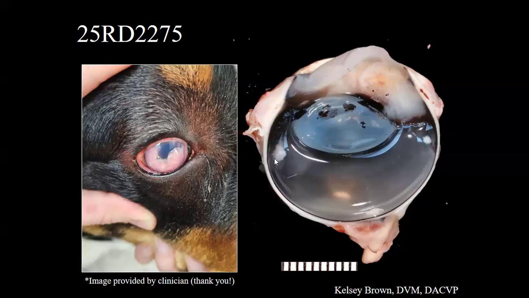So grossly, here's our hemisected view of the globe, and we can see this mass lesion kind of bulging into the anterior chamber. It seems to be involving the base of the iris. We can still see some of the iris here, as well as creeping into the ciliary body. There's also these little white tufts that are hanging out in the vitreous / posterior chamber. Rest of the globe is relatively unremarkable. Optic nerve head looks great. This globe did not have glaucoma per the clinician.